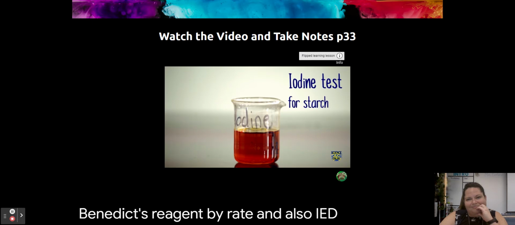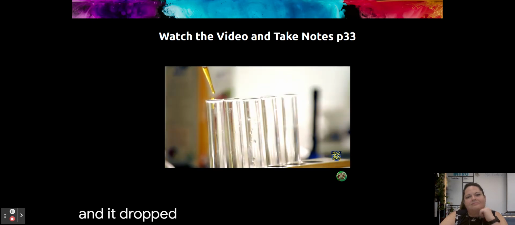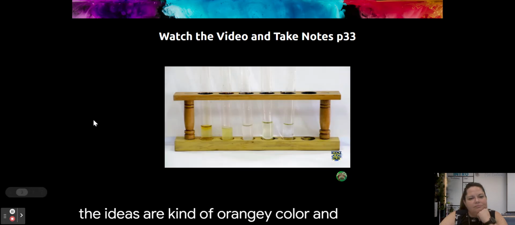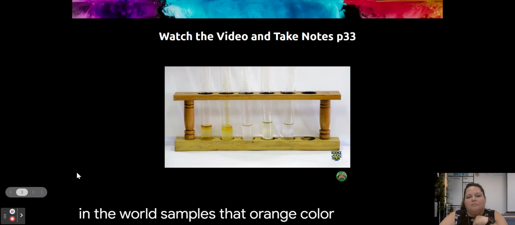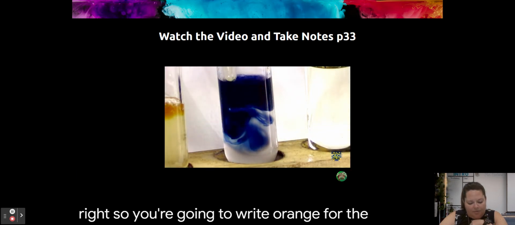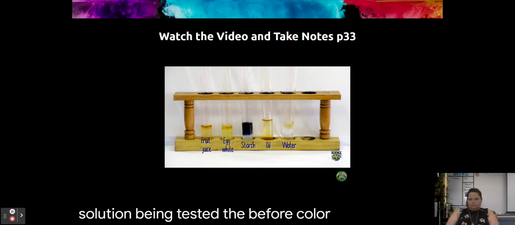Let's start with the iodine test, which is the test for starch. First, take your iodine solution and add it drop-wise to each of your samples. Notice that the iodine is a kind of orangey colour, and when we add it into our samples, that orangey colour remains. So you're going to write orange for the color of the solution being tested. We continue adding this to all of our samples, and amongst all of them, starch is the only one that shows a positive result.